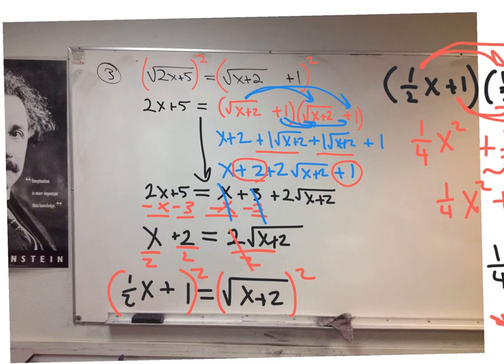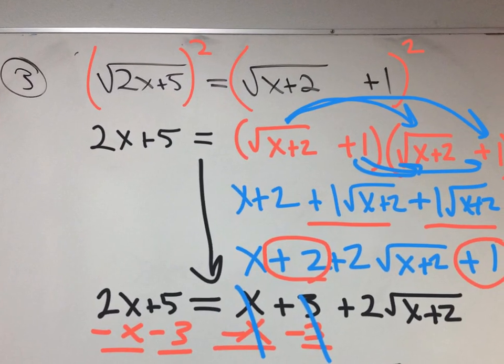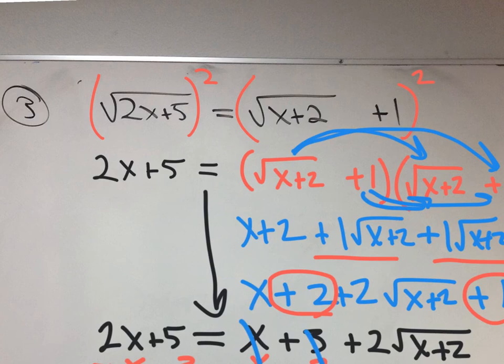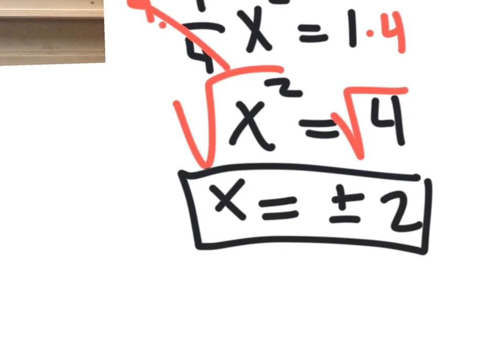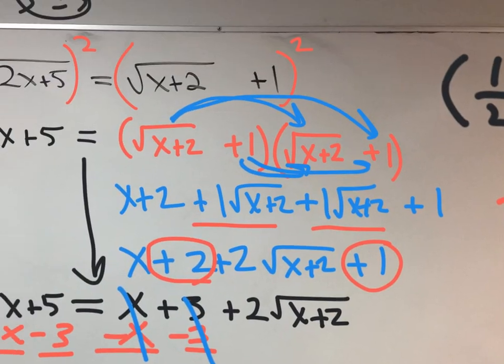Going back to the original, which was way over here on the board, let's test positive 2 and negative 2. So again, we're going to ignore the red marks that I did. Let's look at the original. If I plug in a 2 right here, it'll be 2 times 2, which is 4. 4 plus 5, which is 9. And the square root of 9 is 3. Now, on the other side, if I plug in a 2 right here, 2 plus 2 is 4. The square root of 4 is 2. And 2 plus 1 is also 3. So 3 equals 3, we know it works, right? So we know that positive 2 works.